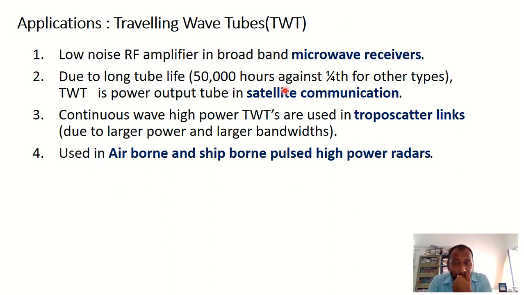Let's see the applications. The applications of the traveling wave tube are mostly in microwave receivers. The second application is satellite communication. The third is troposcatter links, and it is also mostly used in airborne and shipborne high power radars. So these are the four main applications: first, microwave receivers; second, satellite communications; third, troposcatter links; fourth, airborne and shipborne high power radars.